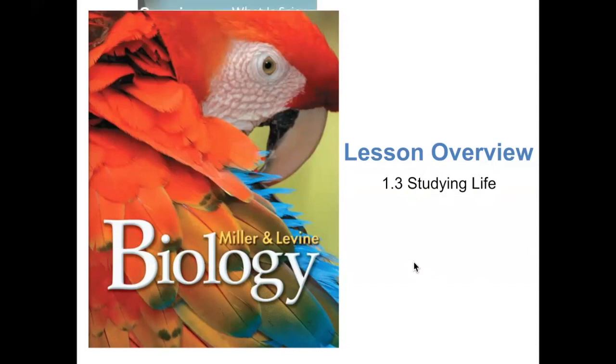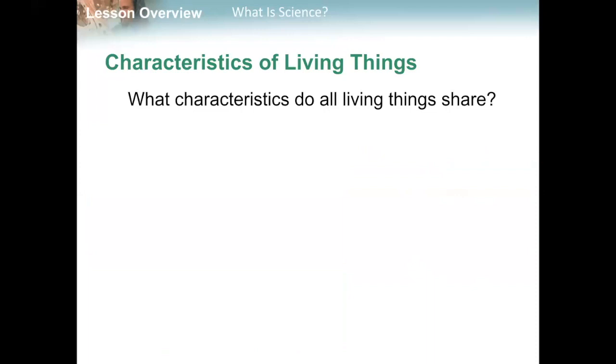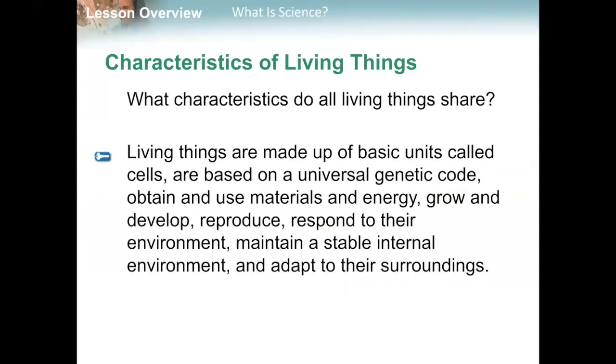Studying life. What characteristics do all living things share? Living things are made up of basic units called cells. Living things are based on universal genetic code. And living things obtain and use materials and energy.